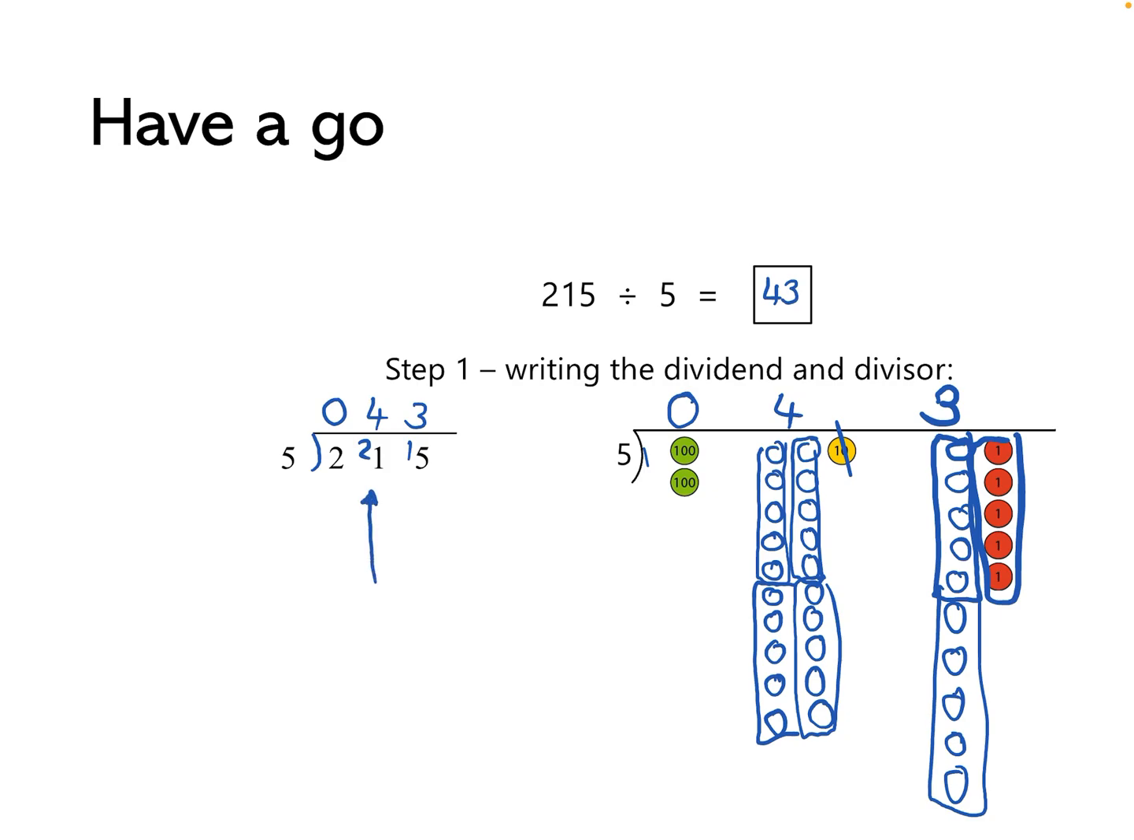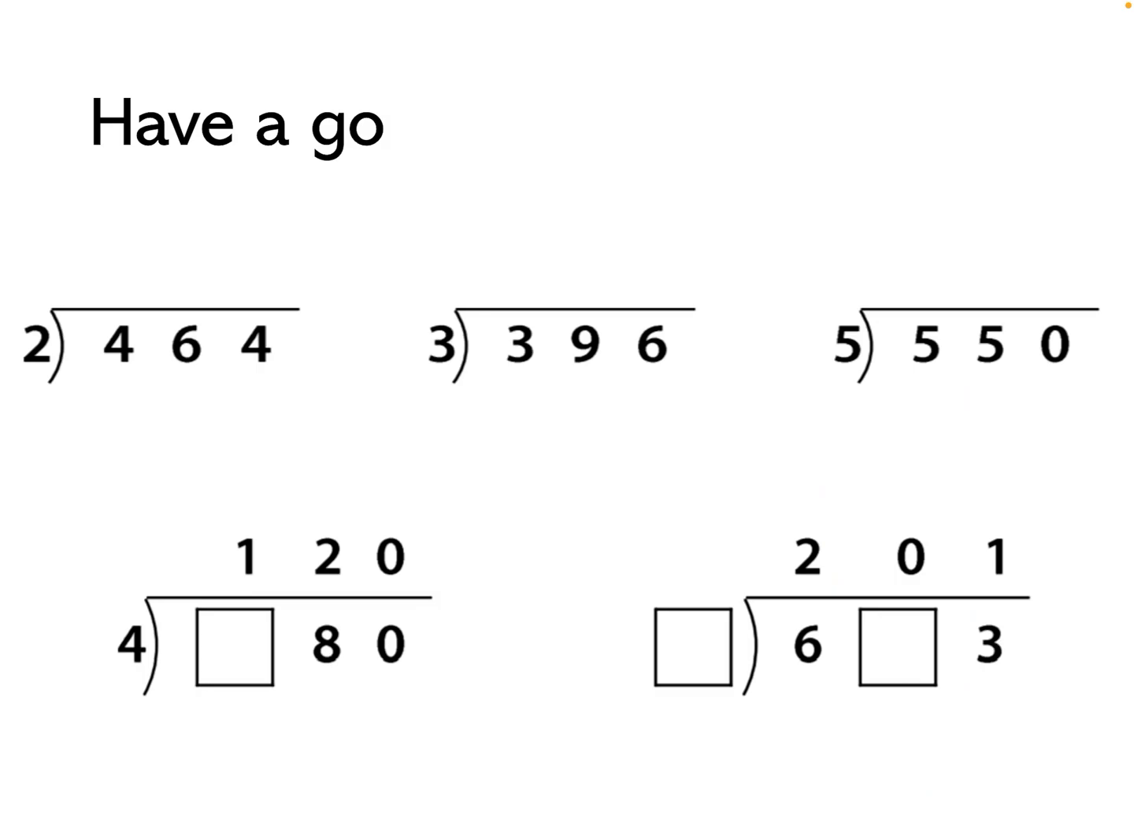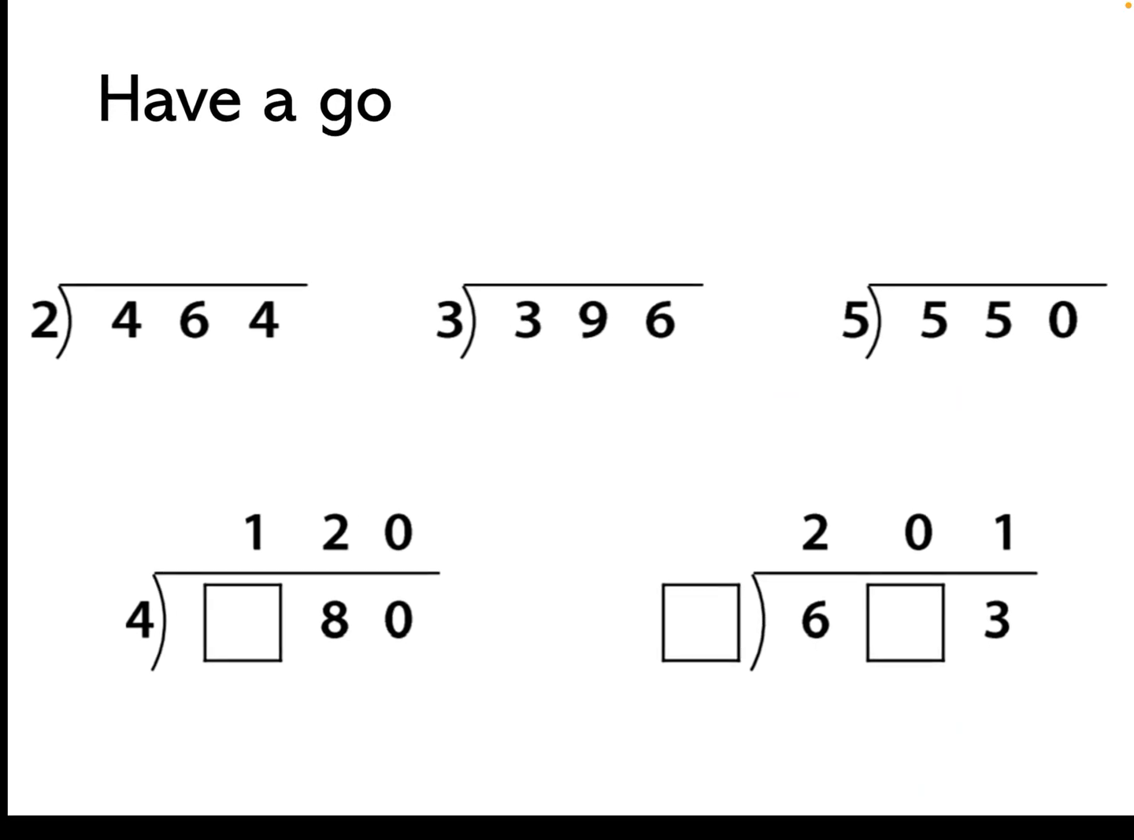Yeah? So, I mean, we say we're carrying the 2. It's not technically right. Remember, we're swapping those 200s that didn't fit into our group of 5 for 20 10s. What would you do? Have a go at some of these questions. Have a think. So pause the video, have a go, and I'm going to fly through some answers.